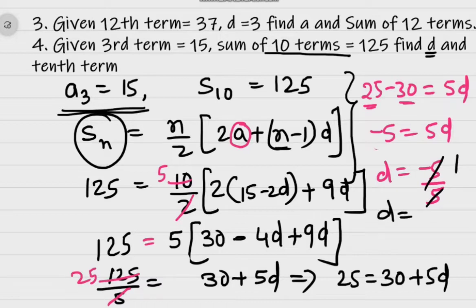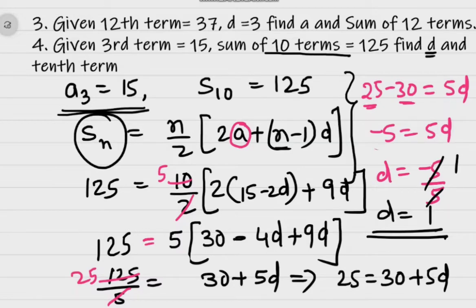So D is equal to 1. So this is your D. So what we need to find here? We need to find D and the 10th term also. Children, see, you have to find the 10th term. That means A10. So let us find out A10.